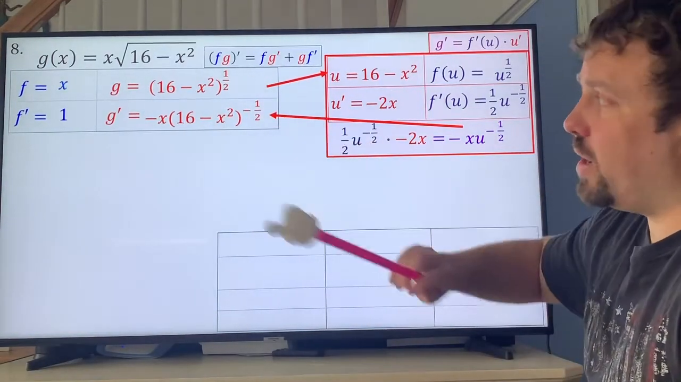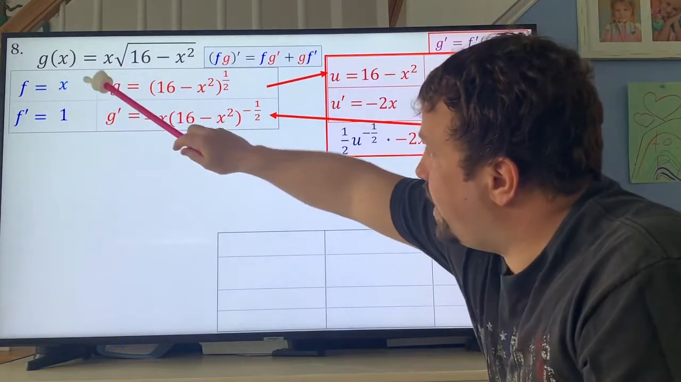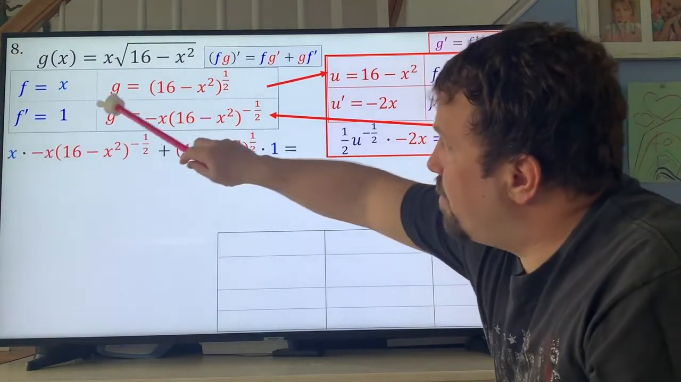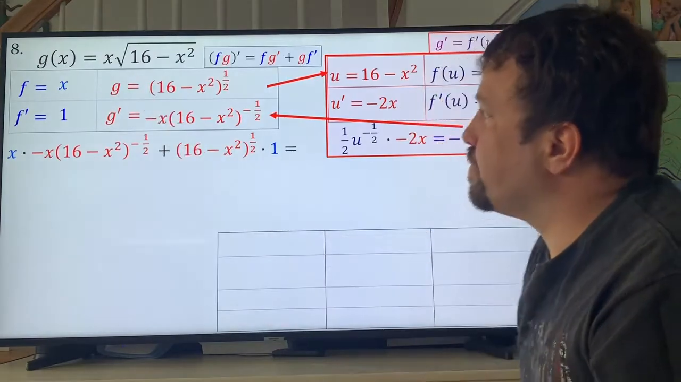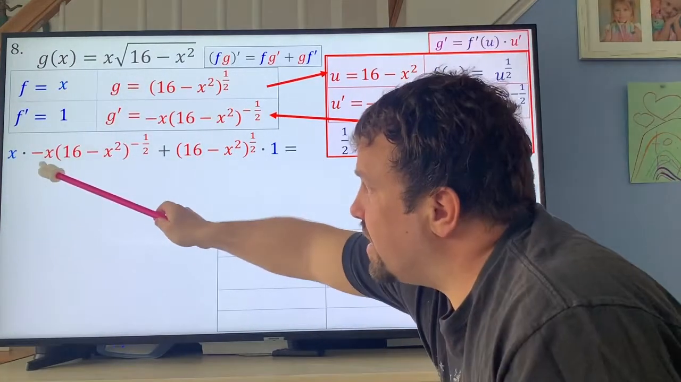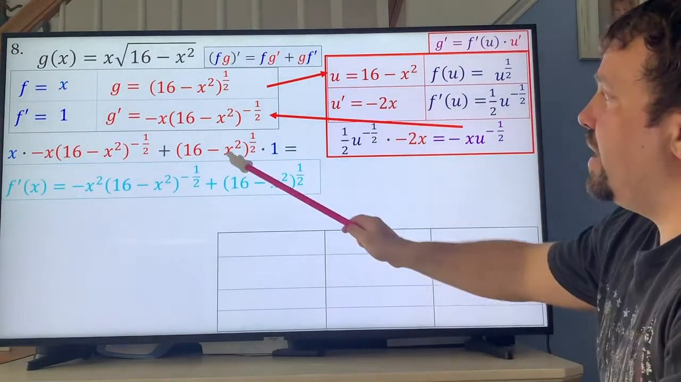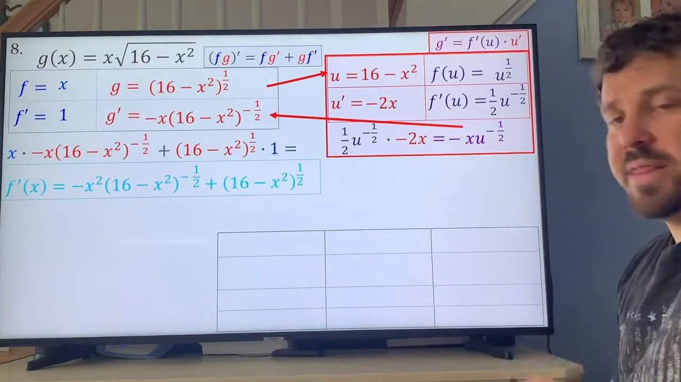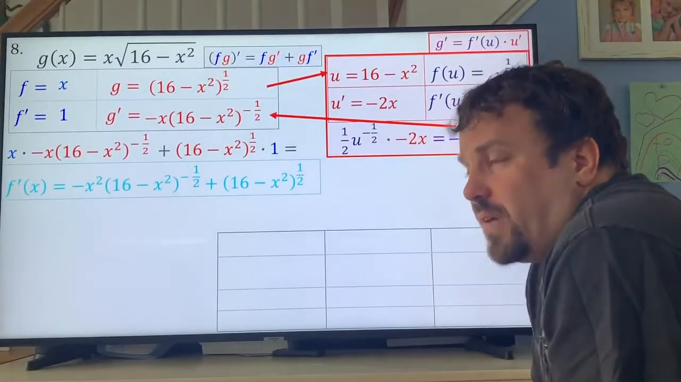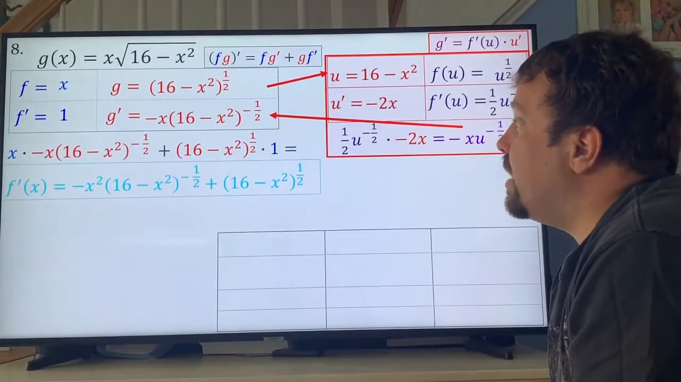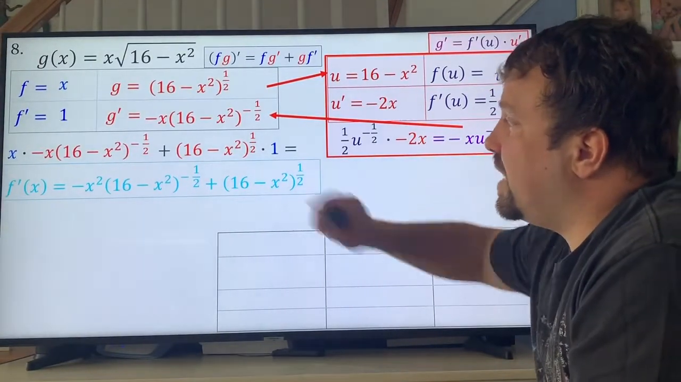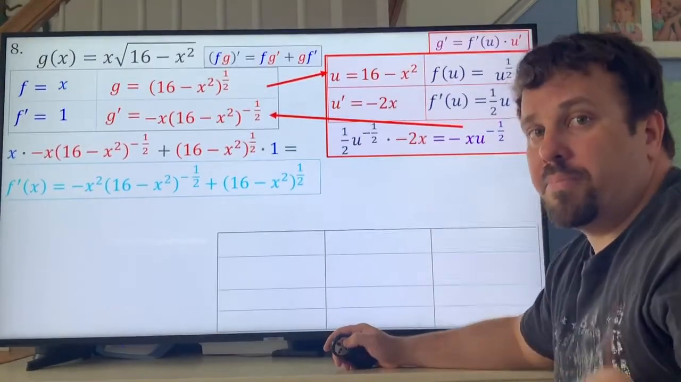Now, finish up your product rule. X times that plus 1 times that. The only thing to combine here is -x times x is -x squared, and the rest stays the same. So that right there is my derivative. So, you found the derivative, which you know how to do. Now we have to find the critical numbers, so we have to set this equal to 0.